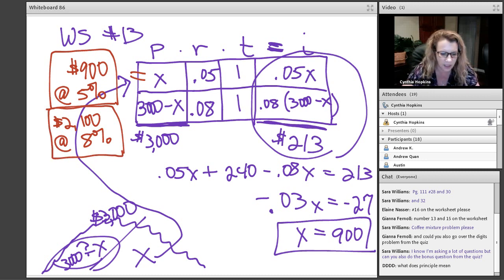So I'm going to take $900, multiply it by 0.05, and that gives me $45 in interest. When I take 2,100 and multiply it by 0.08, I get $168 in interest. So now I'm going to add 45 to the 168, and look at that, I get $213, and now I know I'm right.